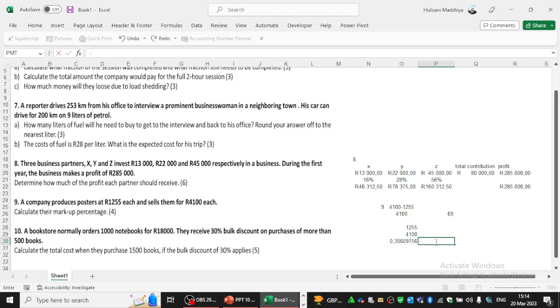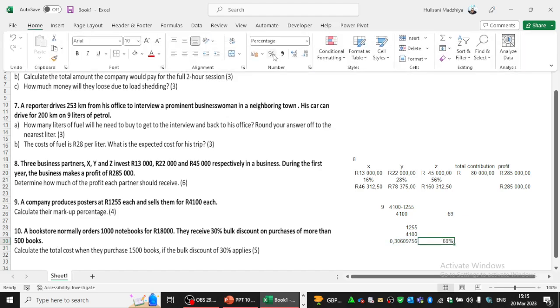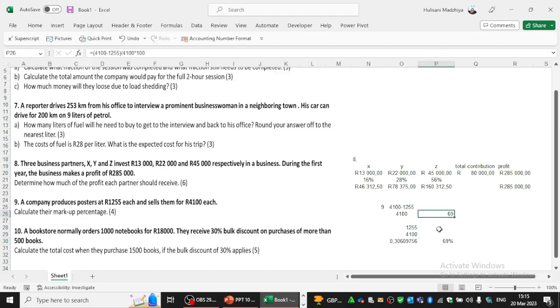So if we minus this from 100%, it's the same as saying 1 minus this value. So therefore we're actually going to get that 69. So if I was to put this 69 into percentage format, that will be 69%. The same applies to this, so we're going to get the same value. So this is another method that you can actually apply.